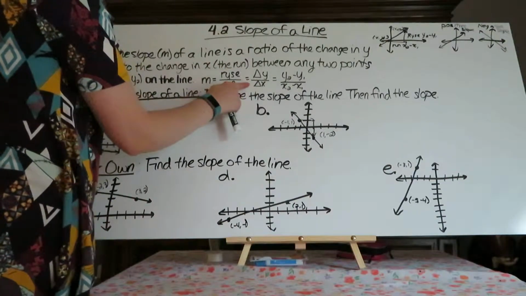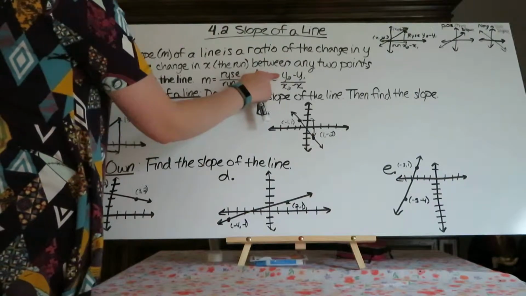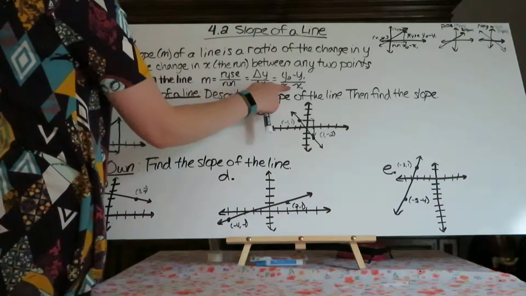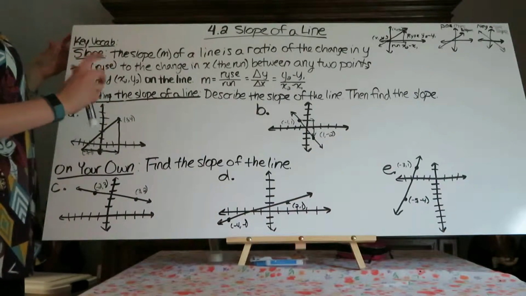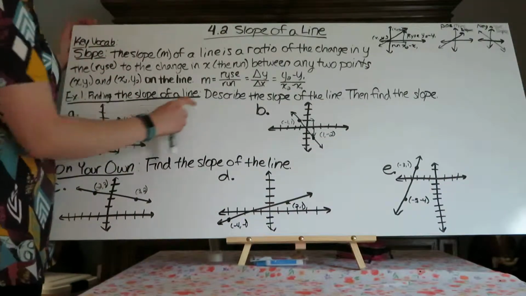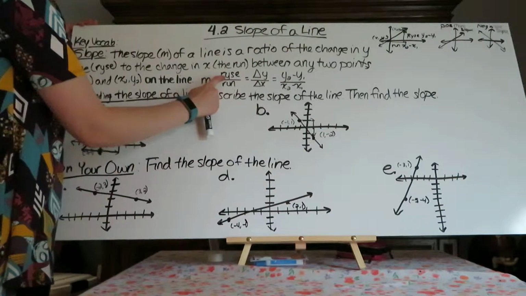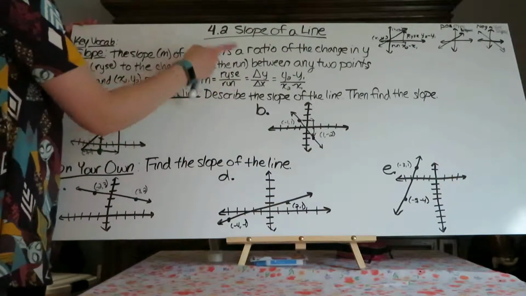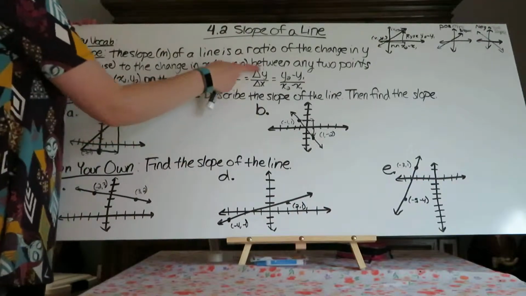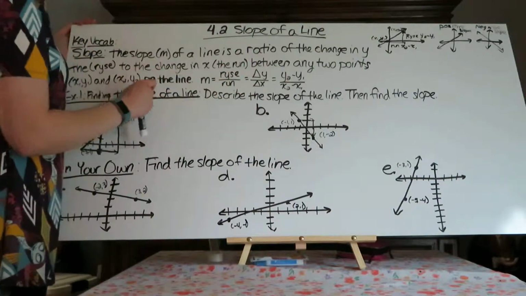That's what the triangles mean. They mean change. And then that equals y2 minus y1 divided by x2 minus x1. Now some of you are thinking, oh my gosh, my teacher spelled rise wrong. No, I did it on purpose. The rise is spelled with a y here because that tells you that it's the change in your y values, your up and down values. So that's why I spell rise with a y.